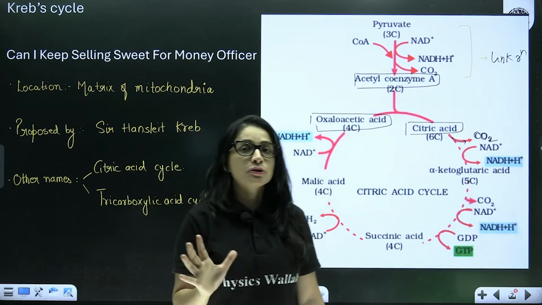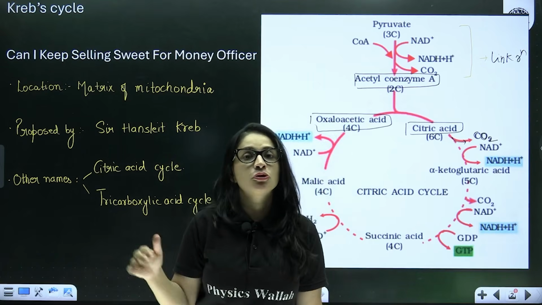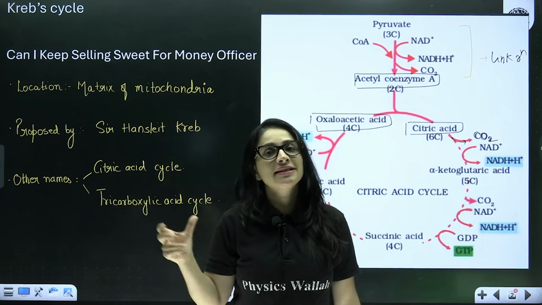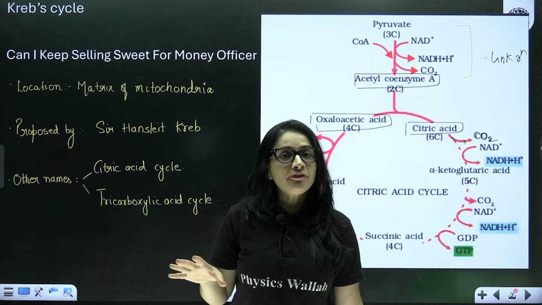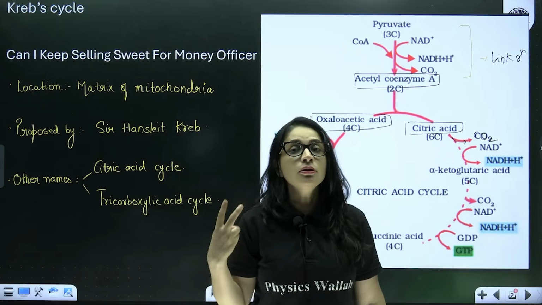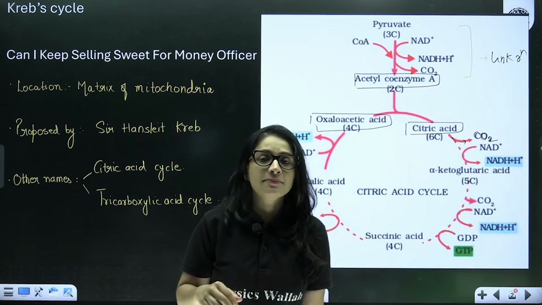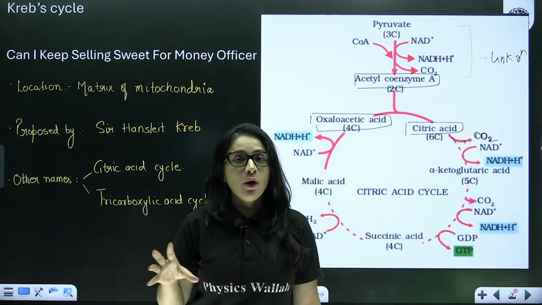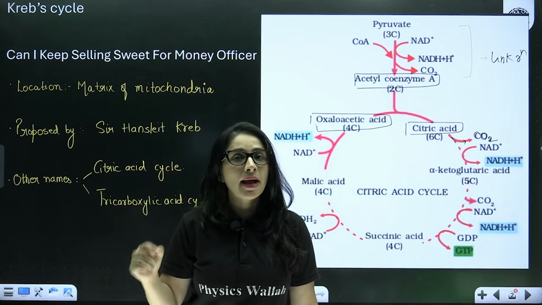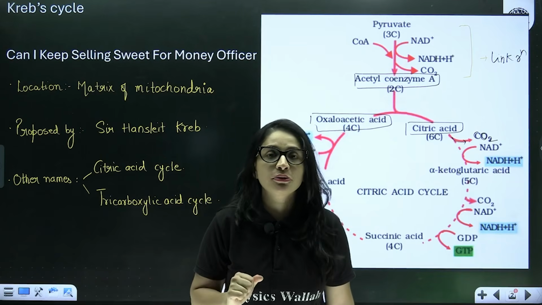This whole concept of oxidation of acetyl coenzyme A into CO2 was explained by Sir Hans Krebs. That is why the name is Krebs cycle. Apart from calling it the Krebs cycle, we can also suggest two more names to it, that is citric acid cycle and tricarboxylic acid cycle. Now, while teaching you the steps of Krebs cycle, we will learn one by one why these other names are also given to Krebs cycle.